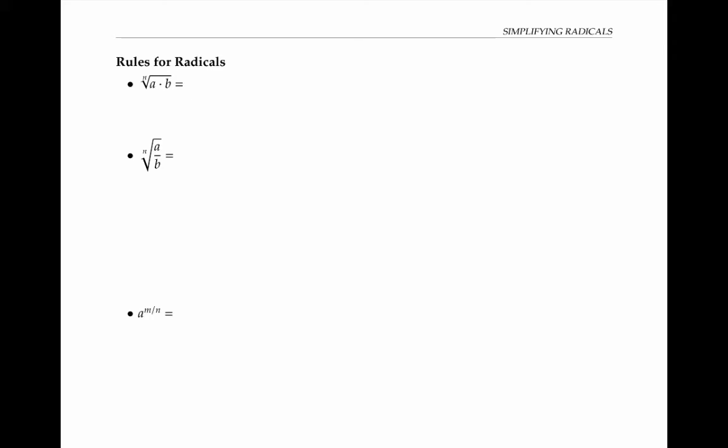First, if we have the radical of a product, we can rewrite that as the product of two radicals. For example, the square root of 9 times 16 is the same thing as the square root of 9 times the square root of 16. You can check that both of these evaluate to 12.